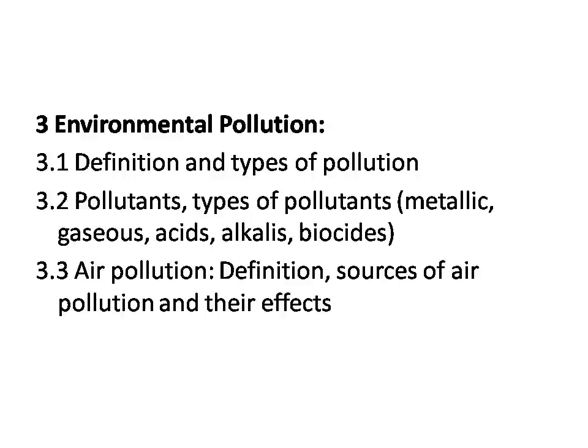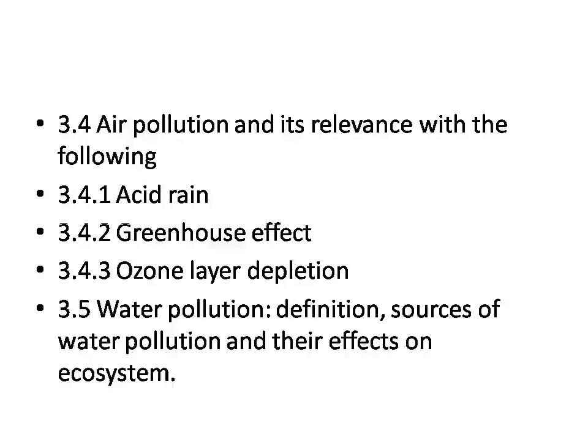In the third chapter, environmental pollution: definition and types of pollution, pollutants, types of pollutants like metallic, gaseous, acids, alkali, biocides, and air pollution, its definition, sources of air pollution and their effects are studied. Air pollution and its relevance to acid rain, greenhouse effect and ozone layer depletion.